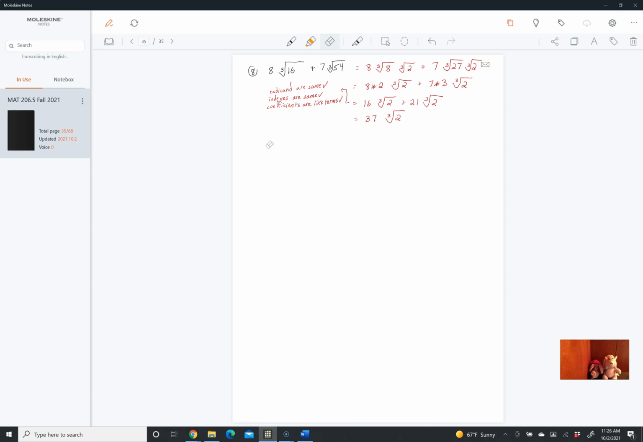Okay, let's take another one. So we have 2. Let's use an index of 3 again. Cube root of x to the 8th, y to the 6th, minus 3y squared cube root 8x to the 8th.